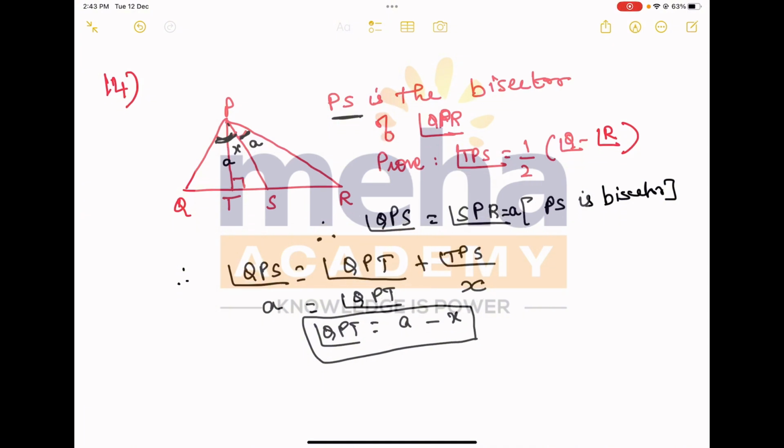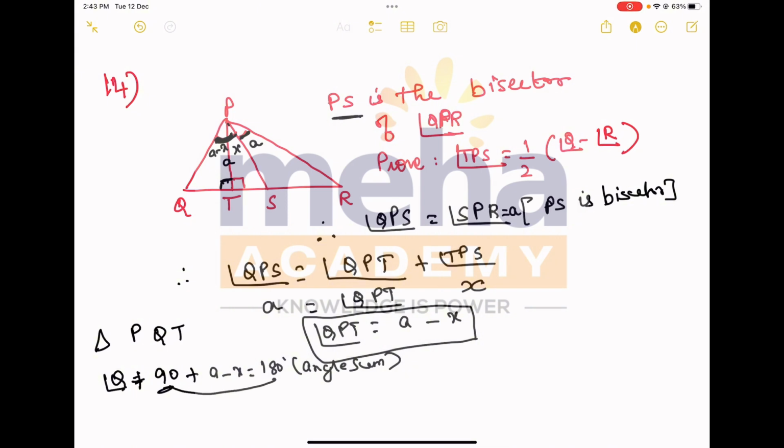Then, we will go to triangle PQT. In triangle PQT, we know angle Q plus this angle T is 90 degrees plus this angle QPT is A minus X, equal to 180 degrees because of the angle sum property. Then I bring the 90 to the other side. So angle Q plus A minus X is equal to 90 degrees.